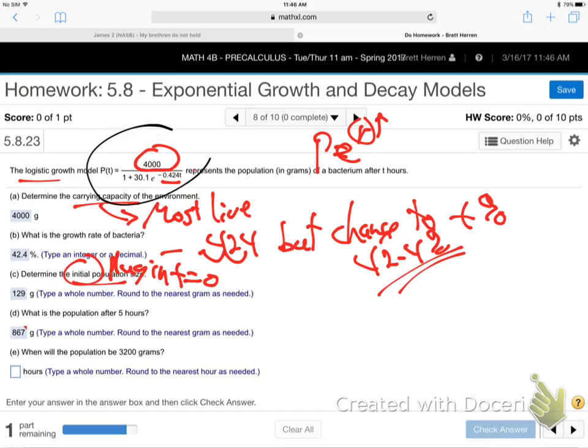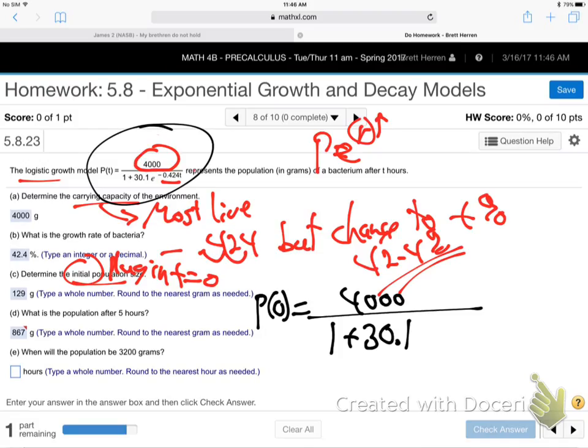So that means you take this little formula and you find what's P of 0. So that means, okay, let's see. 4,000 over 1 plus 30.1 e to the minus 0.424 times 0. I plugged in 0 for time right there. Everybody tracking with me? That's what initial means, time 0. So I plug that in.